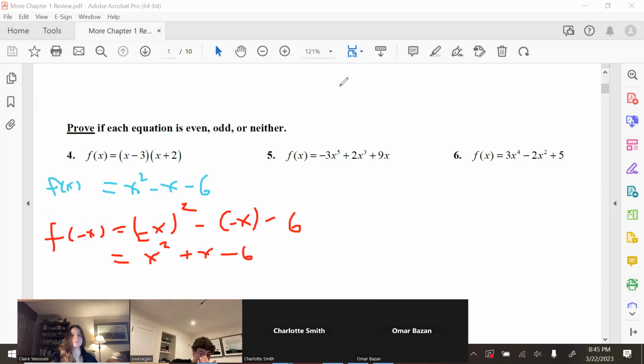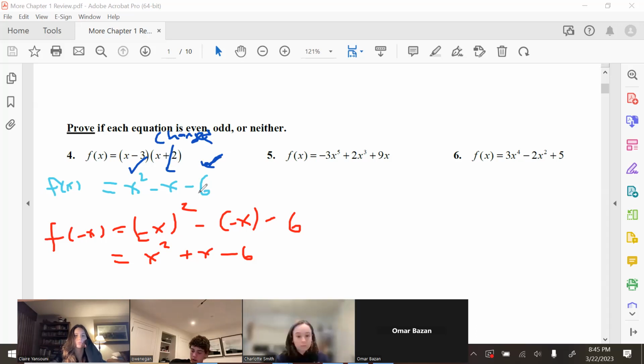So what happened was the x squared stayed the same, that changed, and that stayed the same. So the first and last term stayed the same, but the middle term changed. So it has to be all or nothing. Either everything stays the same or everything changes. Because not everything changed, you say it's neither.